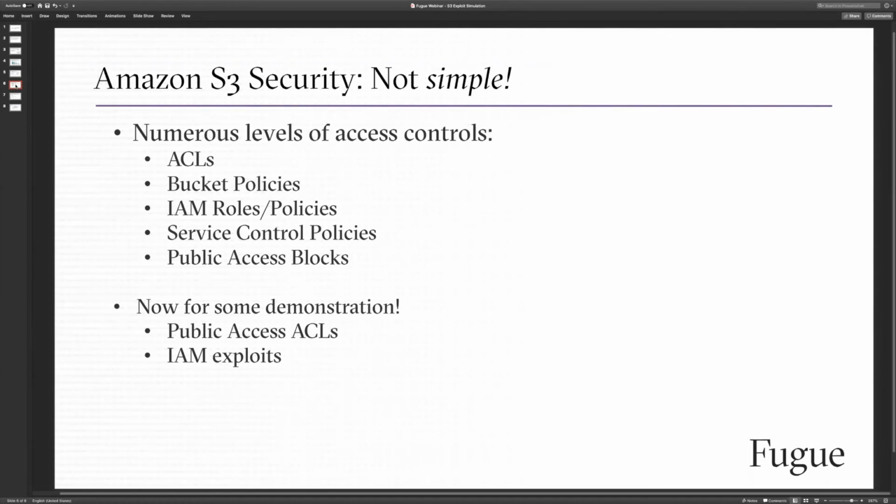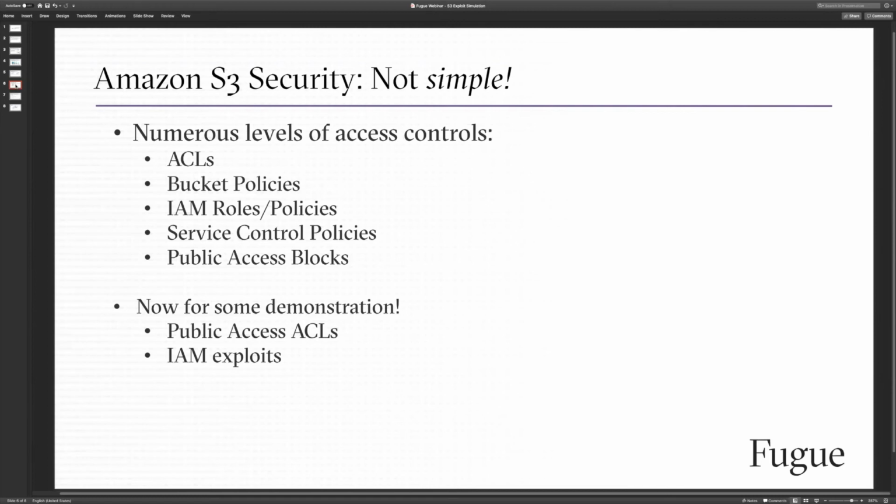There are also service control policies. We're not going to get into that today. That has to do with AWS Organizations and your ability to use best practices across different groups of users in your organization in terms of what they're allowed to do. We'll be touching on that in a future webinar on insider threats and how to try to manage those.